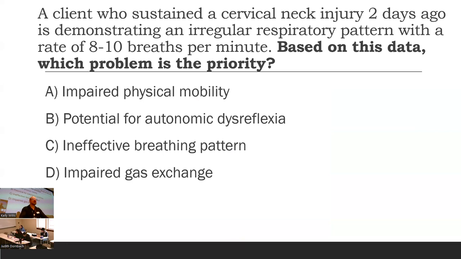A client who sustained a cervical neck injury 2 days ago is demonstrating an irregular respiratory pattern with a rate of 8 to 10 breaths per minute. Based on this information, which problem is the priority? Is it A, impaired physical mobility? Probably not. Potential for autonomic dysreflexia. Ineffective breathing patterns? Anybody think that one? Impaired gas exchange.